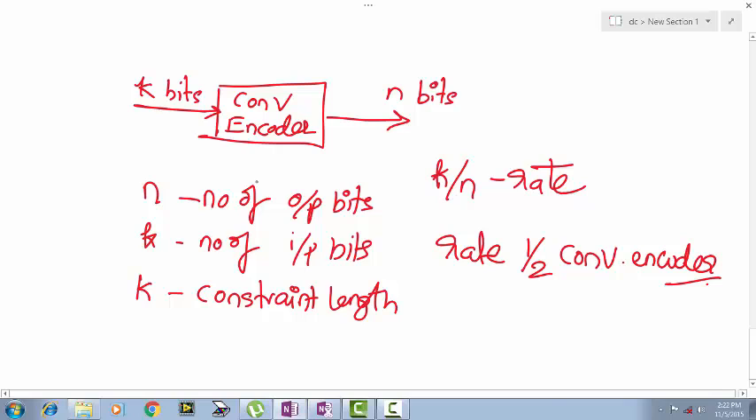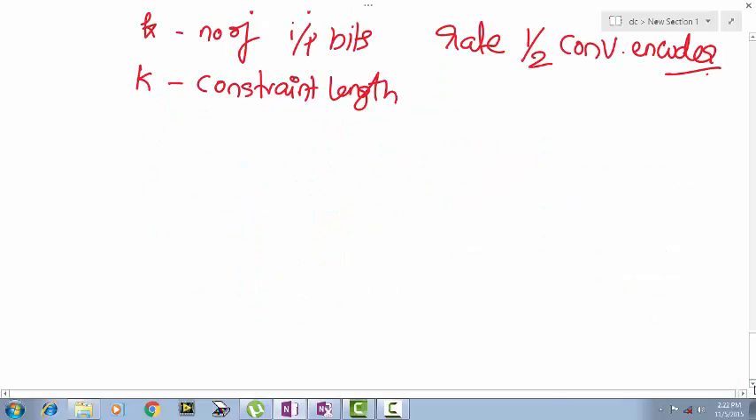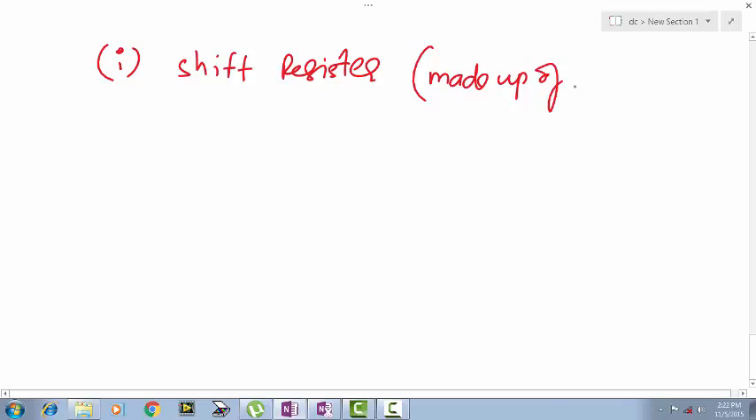Okay, so now knowing the fact that a convolutional encoder is also used for error detection and correction, and it takes k bits but processes them in a serial manner and produces n bits, let us go through the basic structure of a convolutional encoder. So what does a convolutional encoder consist of? A convolutional encoder generally consists of a shift register, and we all know that a shift register is made up of memory elements, which are nothing but flip-flops, and then modulo 2 adders.